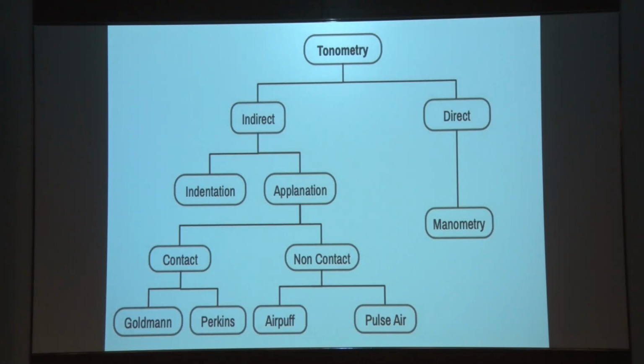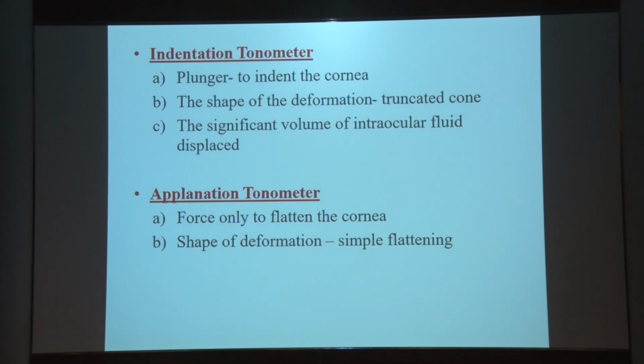This simplifies it. Tonometry is direct or indirect. Direct is by manometry. Indirect is by indentation and applanation. In applanation, we have contact and non-contact. In contact, we have Goldmann and Perkins. And in non-contact, we have air puff and pulse air tonometers. We'll be talking briefly about these tonometers in the subsequent slides.